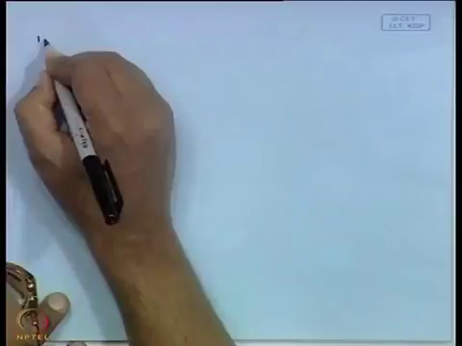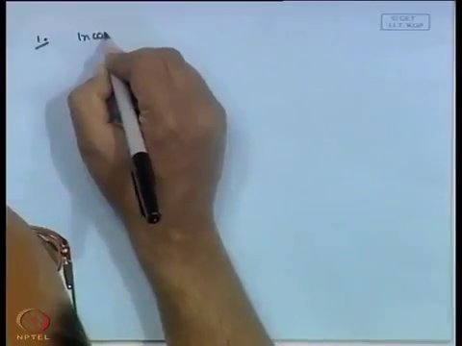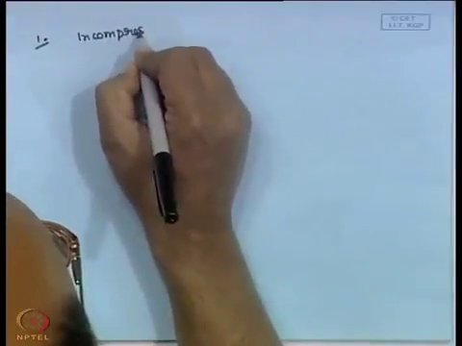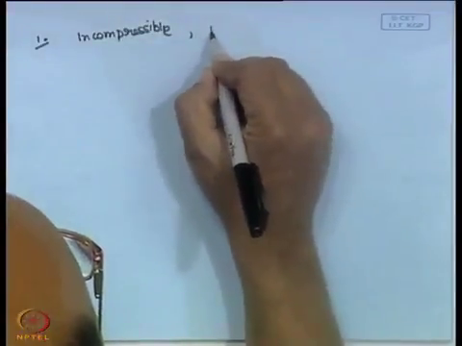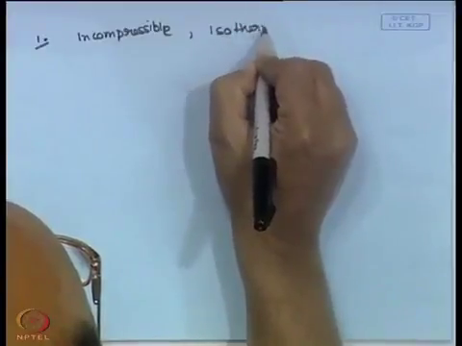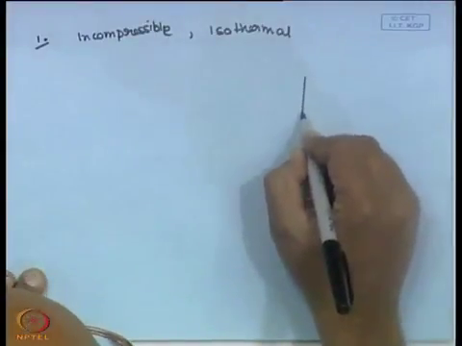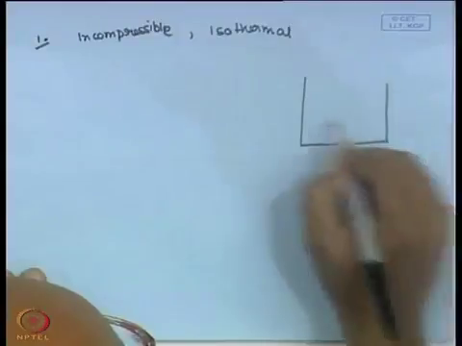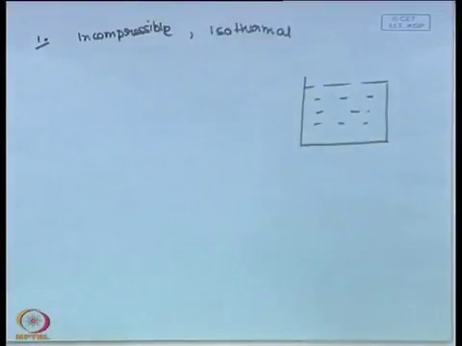So, like water, let us say it is incompressible and the temperature isothermal. Temperature is also the same throughout. So, an example is a tank full of water, or some fluid like water, which is nearly incompressible, at least for the purposes here.